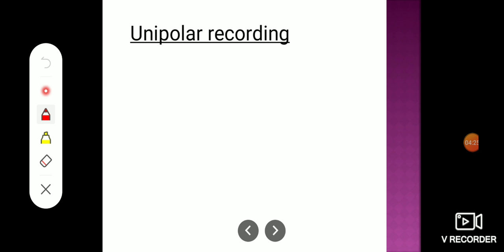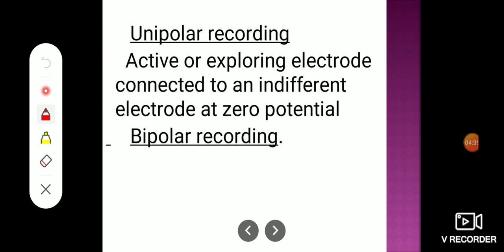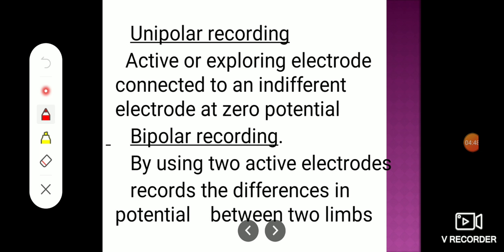Now there are two types of leads. One is the unipolar lead, the other is the bipolar. Through these two we record the ECG. Unipolar, as the name indicates, has an active or exploring electrode connected to an indifferent electrode at zero potential. So only one electrode is active in unipolar, and in bipolar, two active electrodes record the difference in the potential between two limbs.